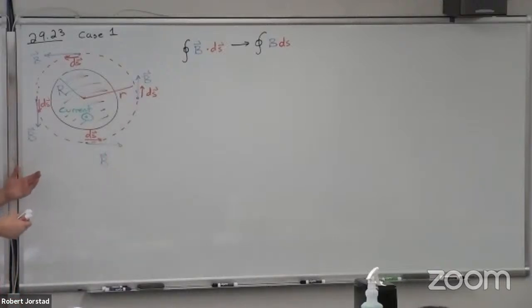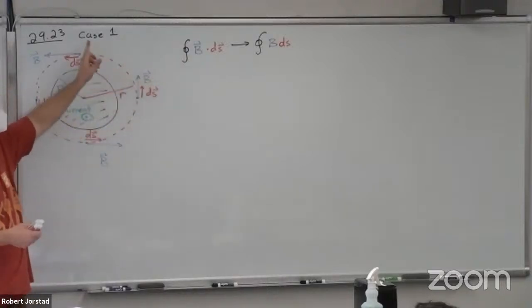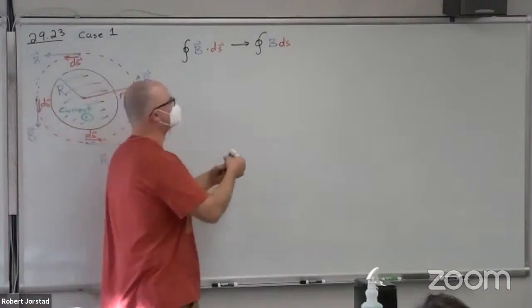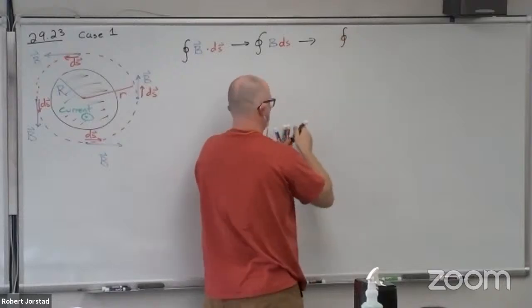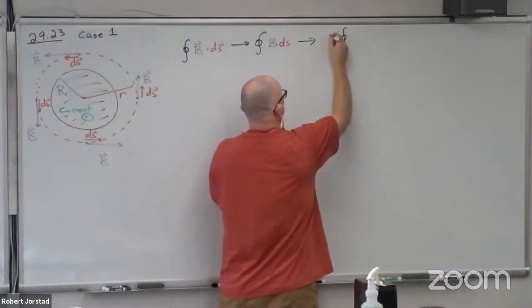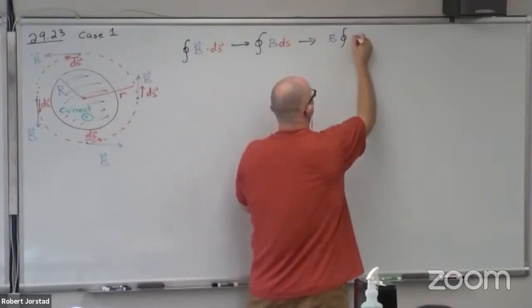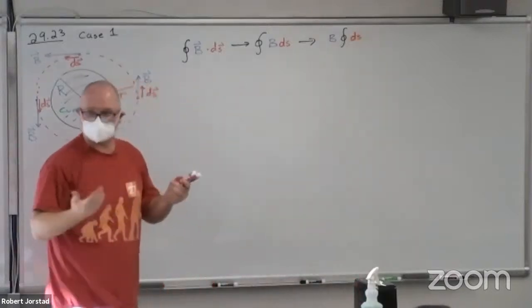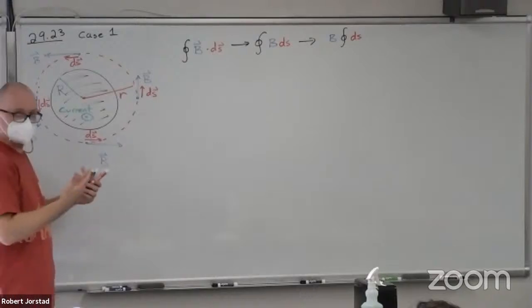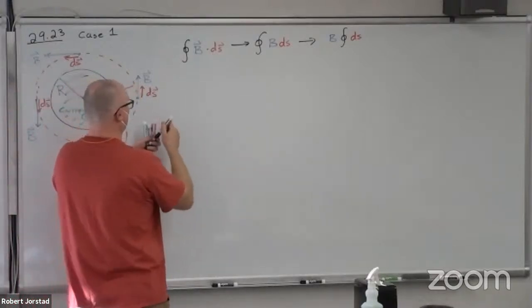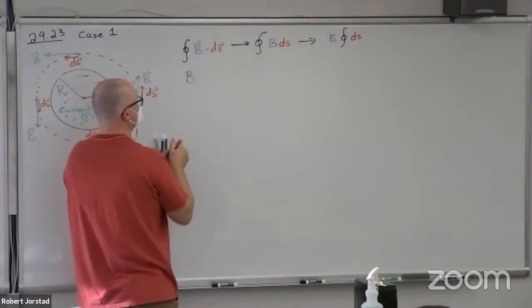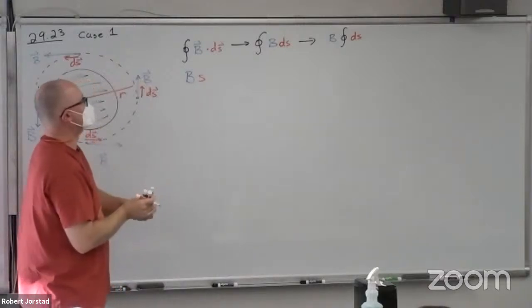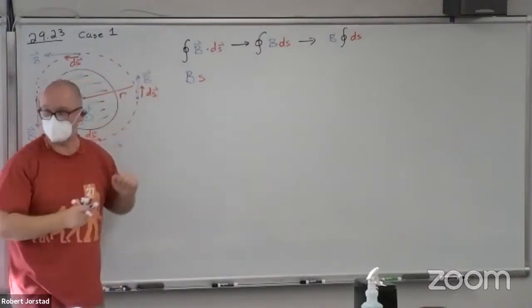Well, wait a minute. What's true about the value of B? The magnitude of it is constant, so what can I do with this? Pop it out. Well, wait a minute, what's the integral of ds? S. So this becomes Bs. If you were curious how to get from this integral to this, now you know.